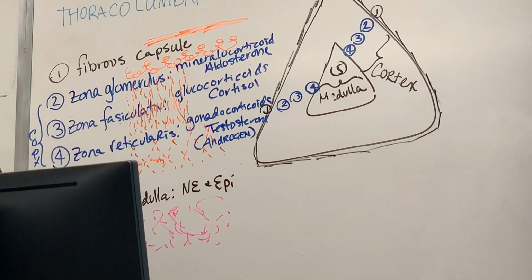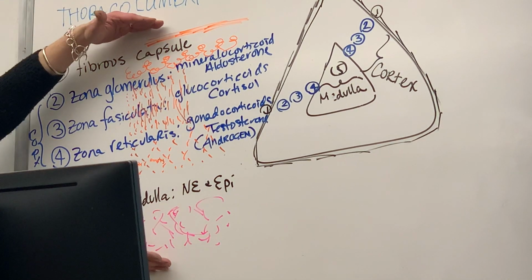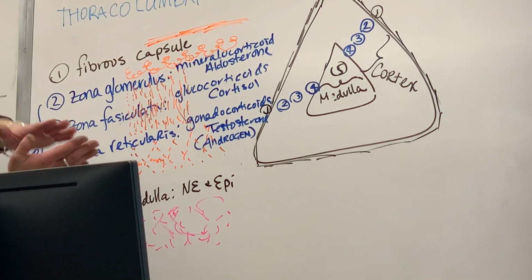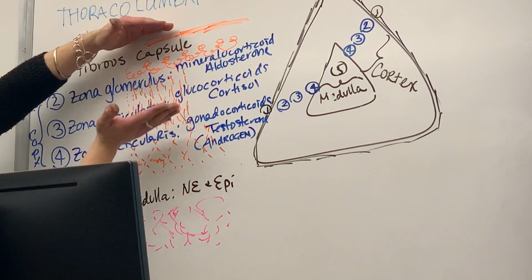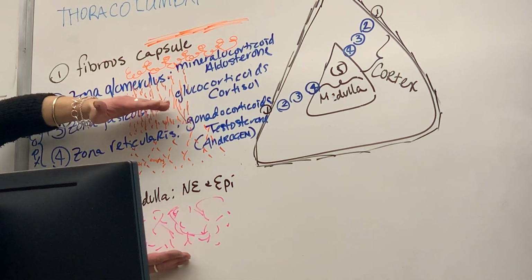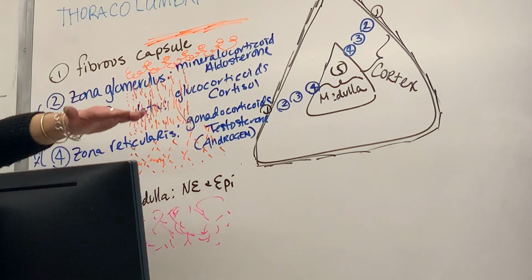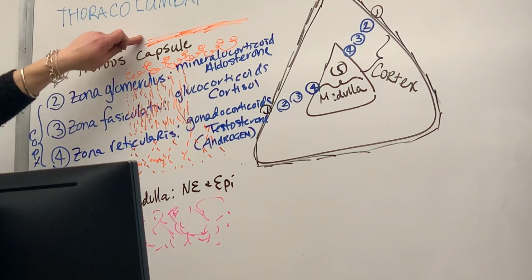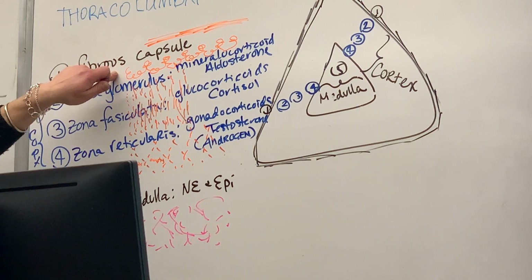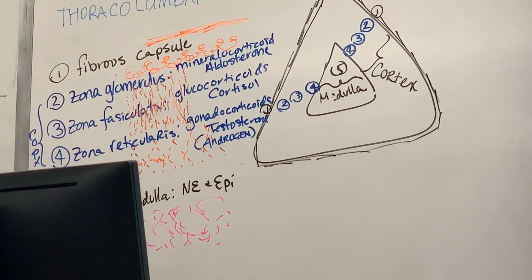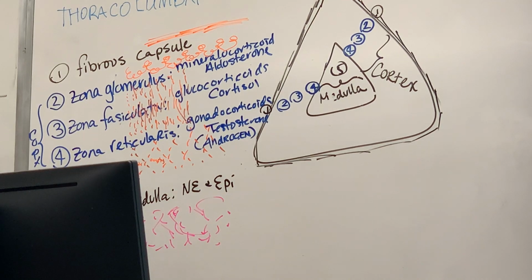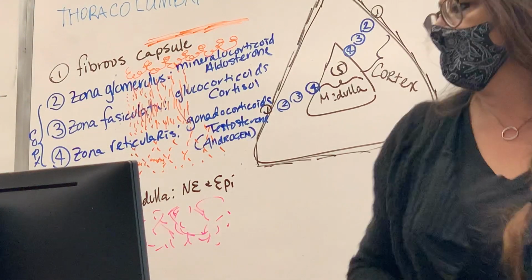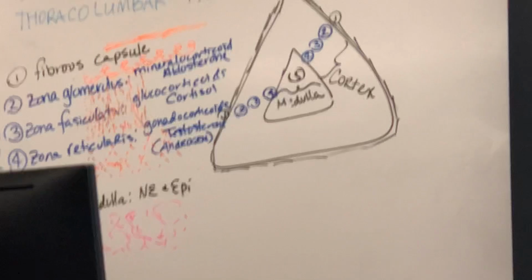If I have it on 10x, then I could show you all of that. But if I have it at 40x, you can't see all of it. So then I'd make sure you can see this or this, one of the two, so you have a point of reference. Always, what's by the capsule is zona glomerulosa. What's by the medulla is reticularis, and then fasciculata is in between, okay? So let's look at it.